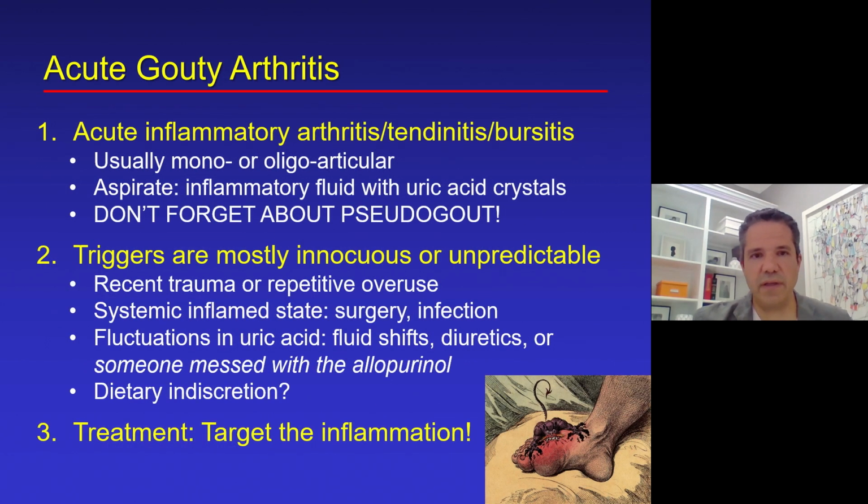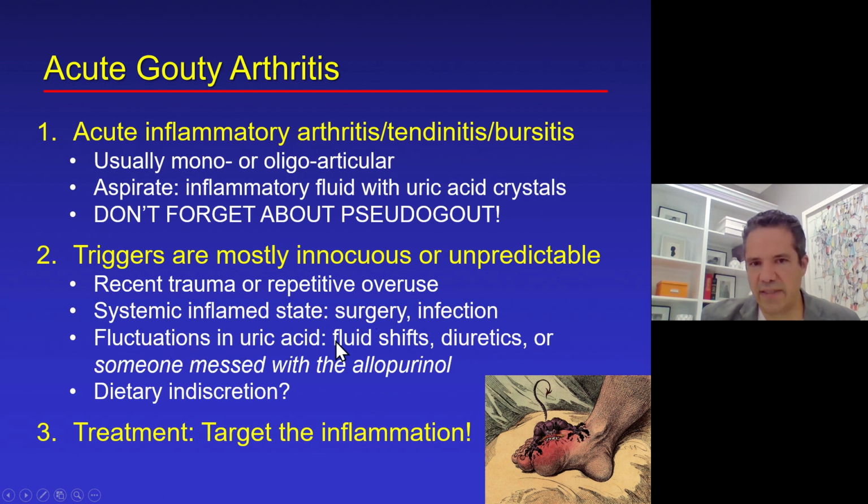The acute gouty arthritis, most folks are familiar with the red hot swollen joint, as I've already mentioned. The aspirate will show inflammatory fluid with uric acid crystals, and if you see uric acid crystals, you can then say you have a crystal proven diagnosis of gout, which puts the stamp of approval on it. The triggers are a little tricky sometimes. Maybe patients describe some sort of repetitive overuse or recent surgery.